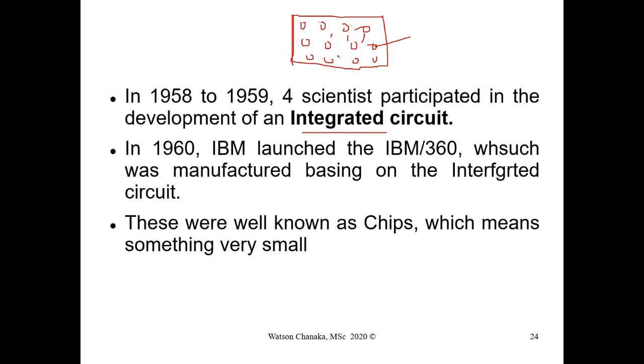So automatically this reduced the size of the computer, which is one of the objectives of the scientists. So with the integrated circuit, in 1960, the IBM company launched a computer called the IBM 360, which was manufactured basing on the integrated circuit. So it means it was now a microcomputer. If you check now, the name they were using is called microcomputer. It means it has reduced the size of the computer. How? By using the integrated circuit.